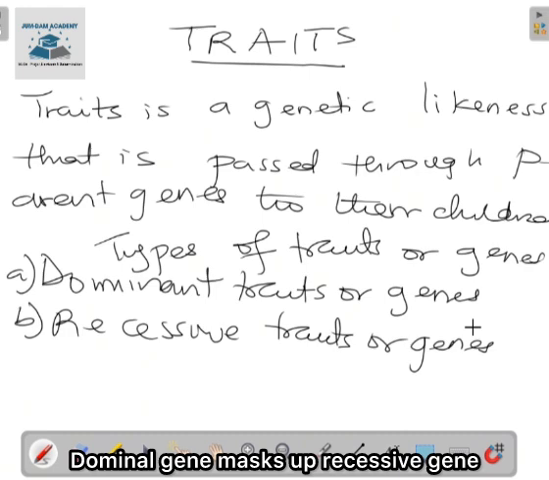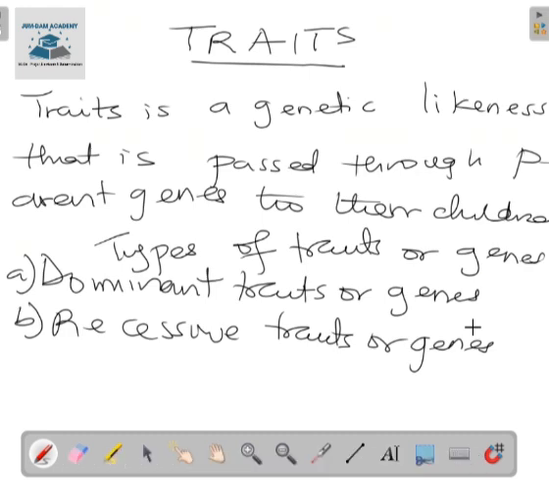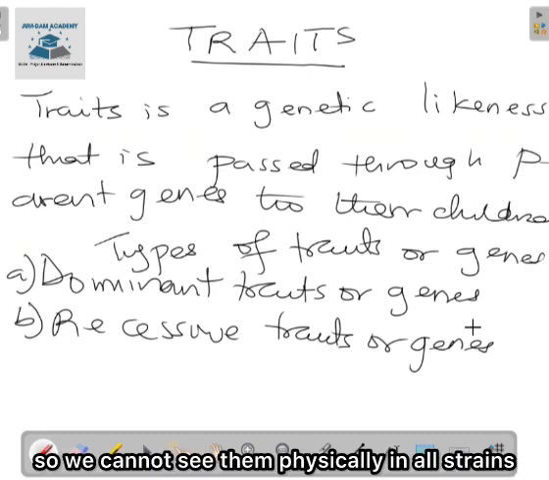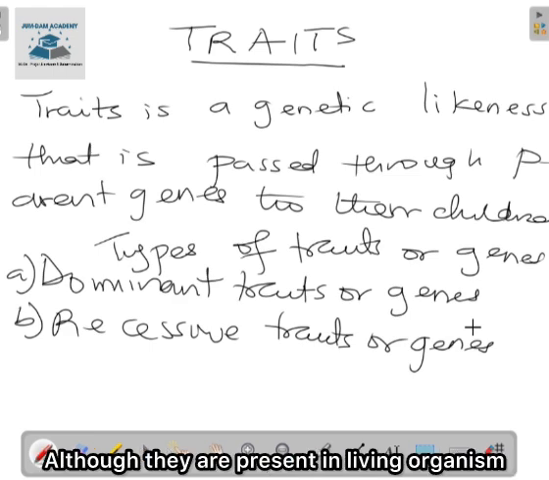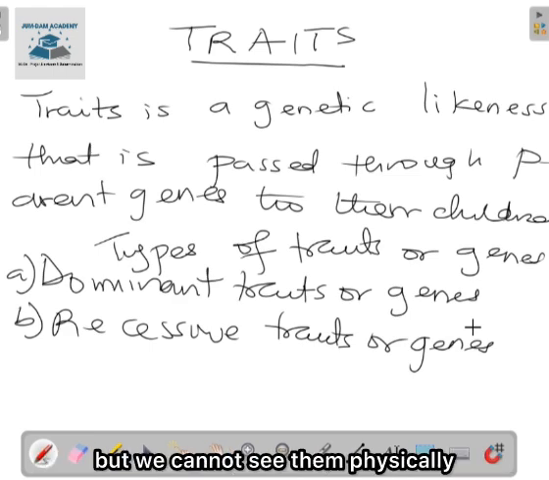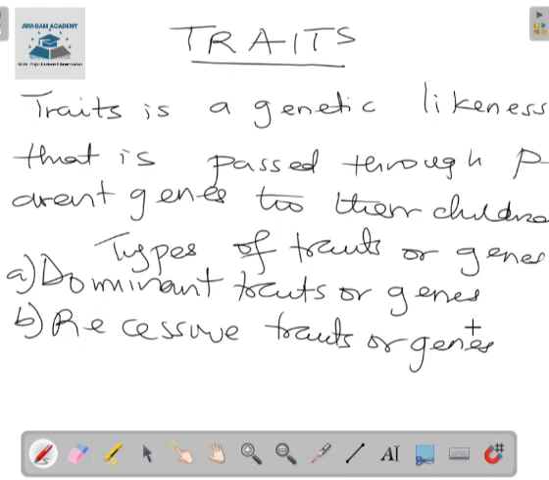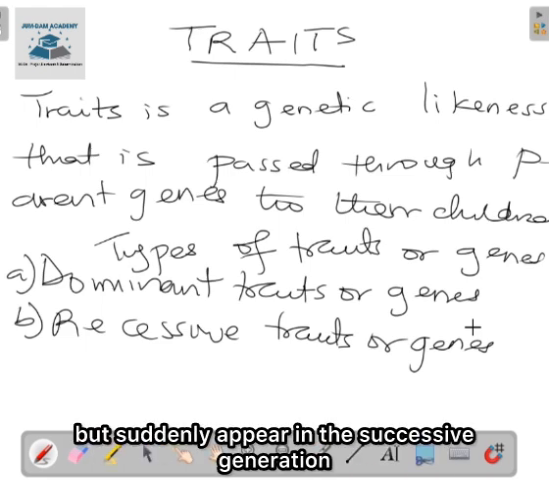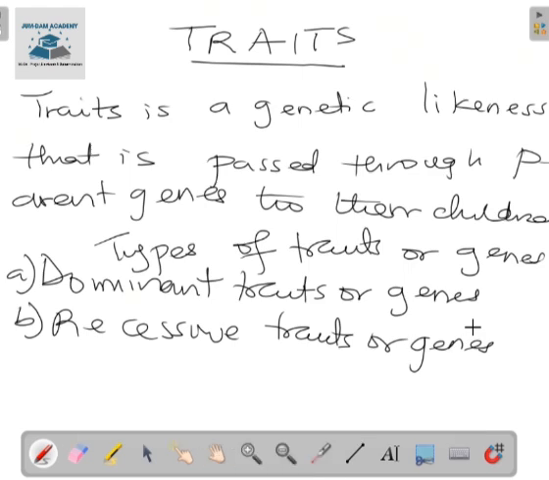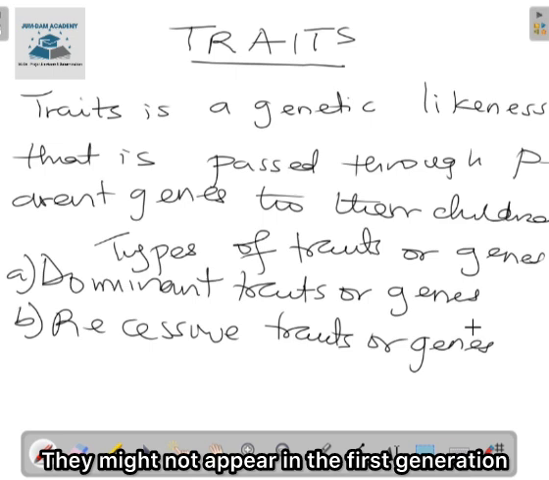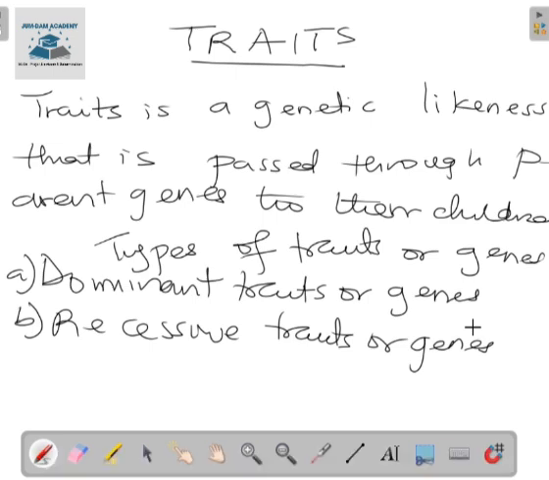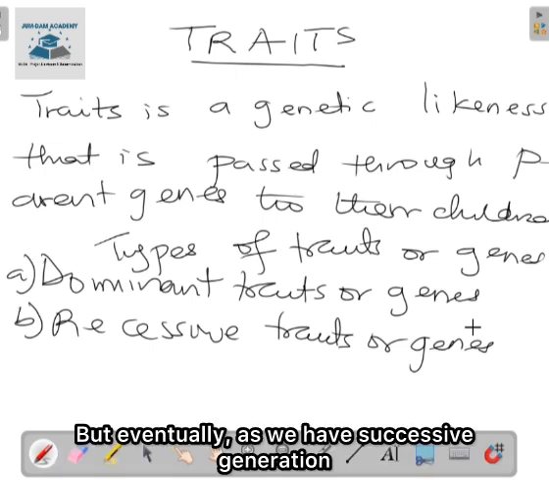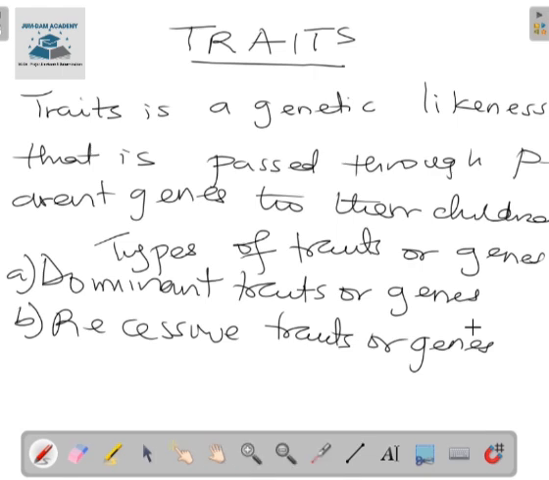A dominant gene masks a recessive gene, so we cannot see the recessive gene physically in offspring, although it is present in living organisms. This trait may not manifest in the first generation but suddenly appear in a successive generation. They might not appear in the first generation, but eventually, as we have successive generations, they can appear, e.g.